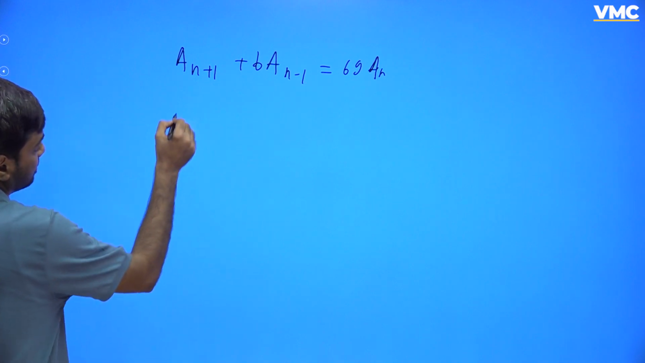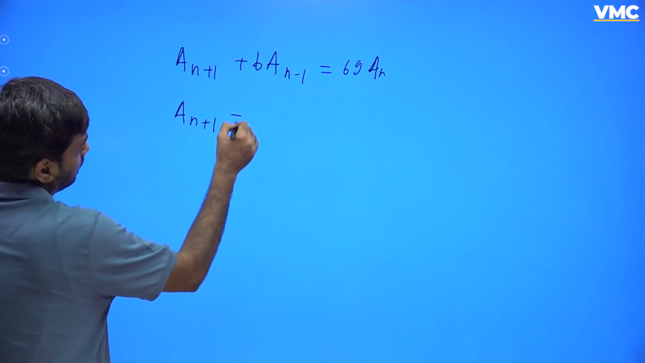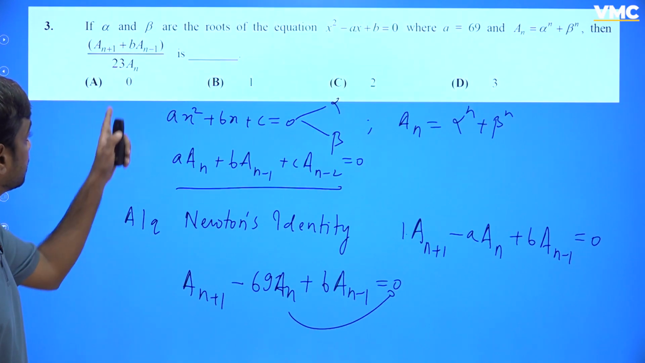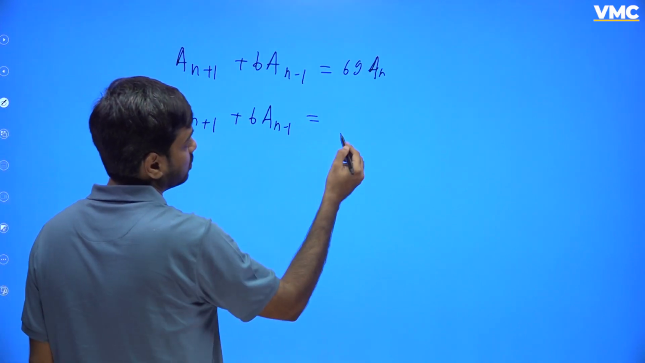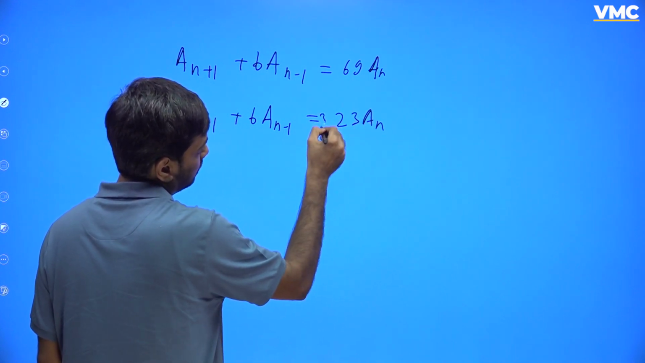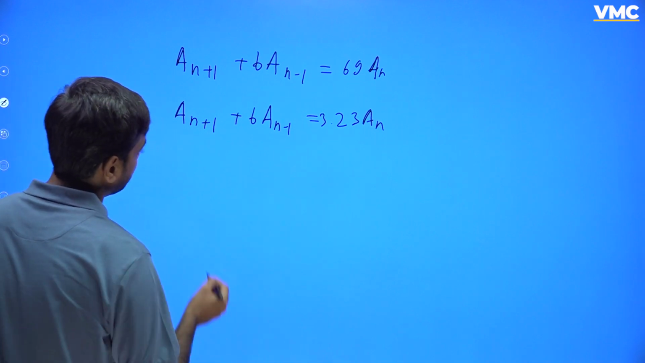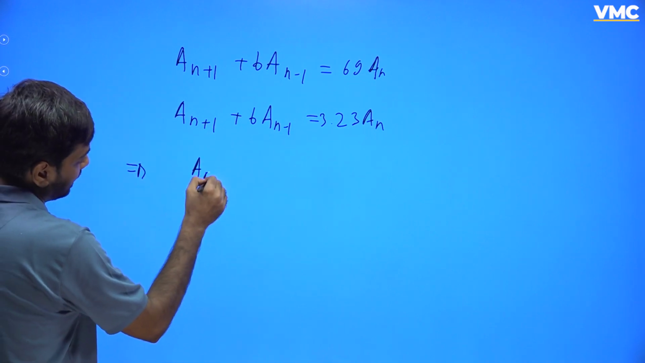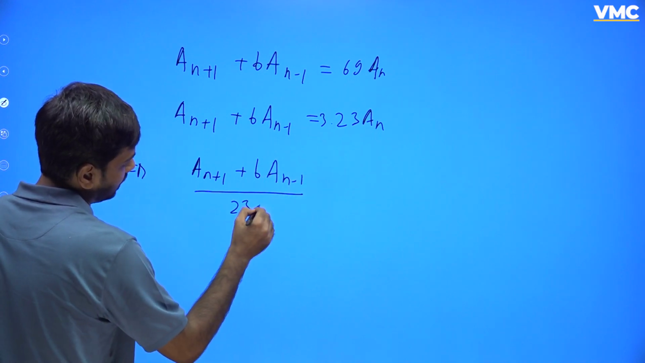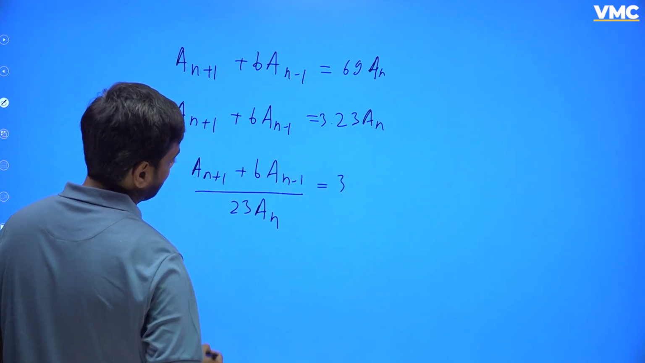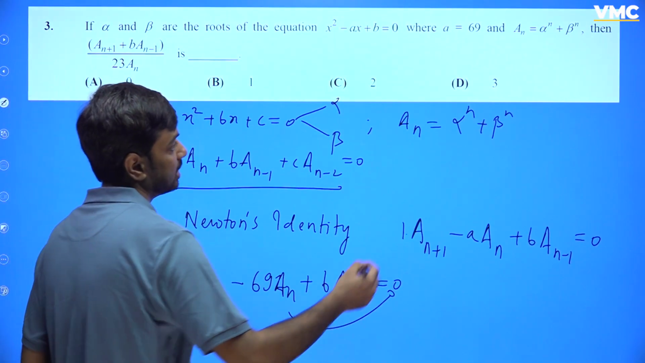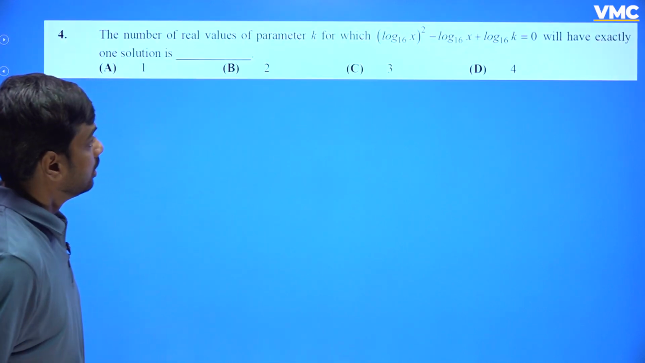Now I can split that 69 as 23 into 3. So I am doing all these steps by looking at my expression. Okay, 23 an you can bring in the denominator of the left hand side. So we have an plus 1 plus b times an minus 1 upon 23 an is equal to 3. So the value of this expression comes out to be 3. So the answer for the third question is 3, that is option D. Move to the next question.